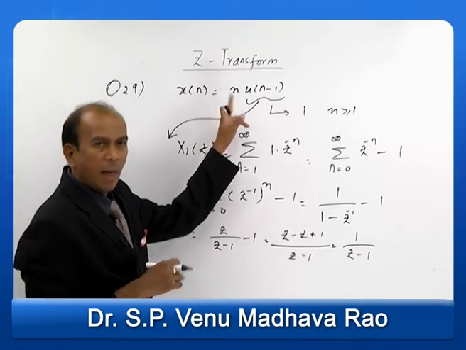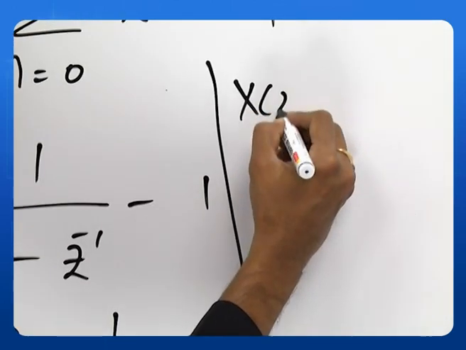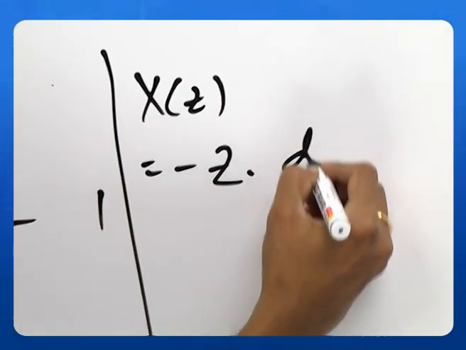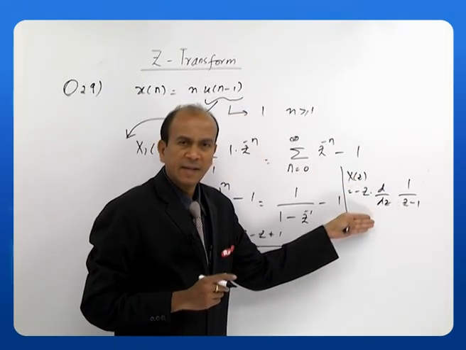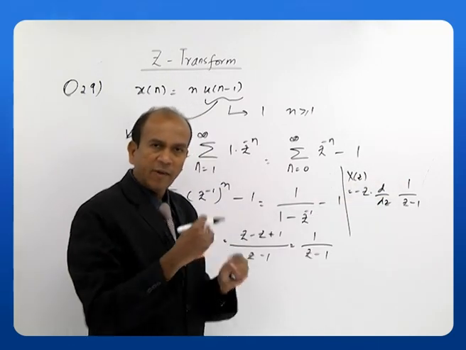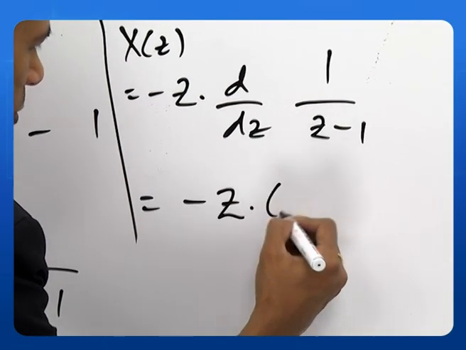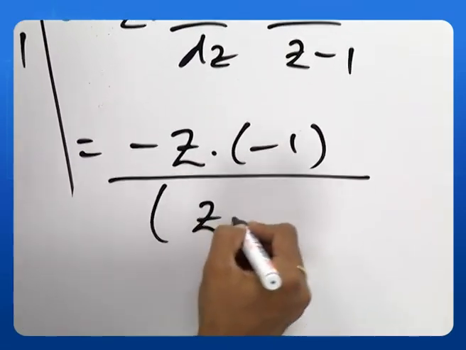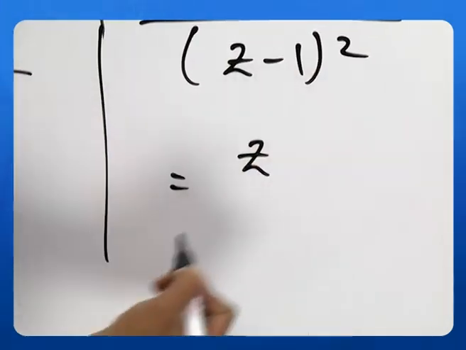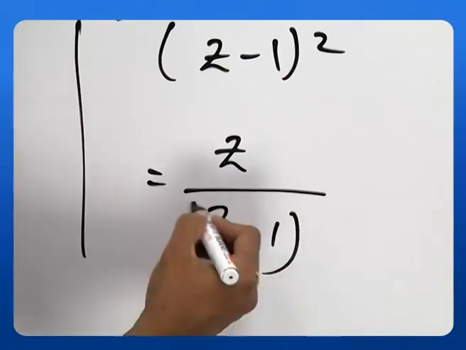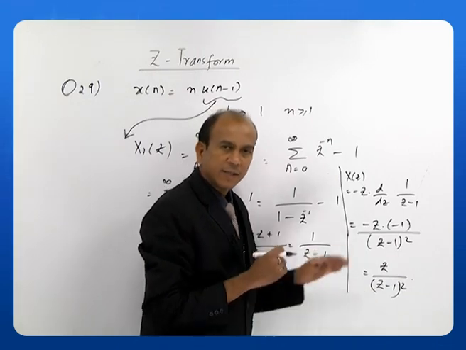Now I have to find out the differentiation of this. So what is that? I can get x of z is equal to minus z d by dz of 1 by z minus 1. Now when I take the differentiation of this, what I will get is this will be equal to minus z into minus 1 by z minus 1 whole square, that is equal to z by z minus 1 whole square, and ROC for this is z greater than 1. This is the answer for this.